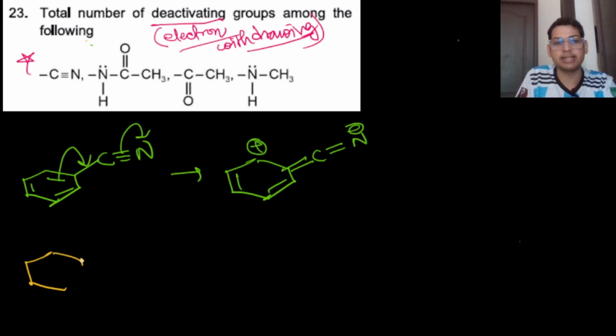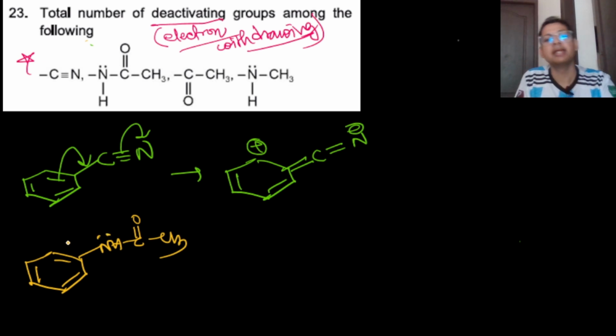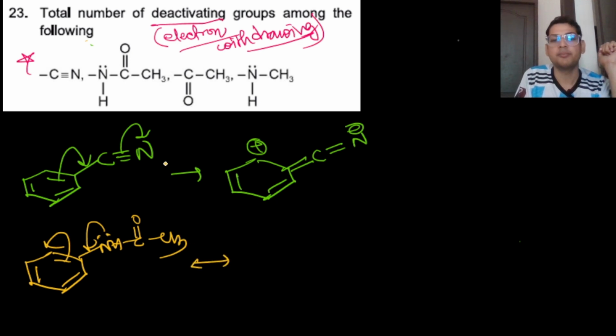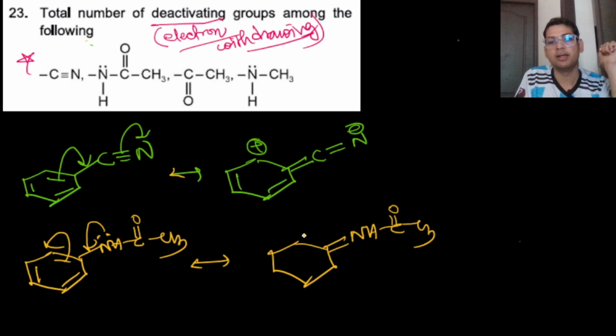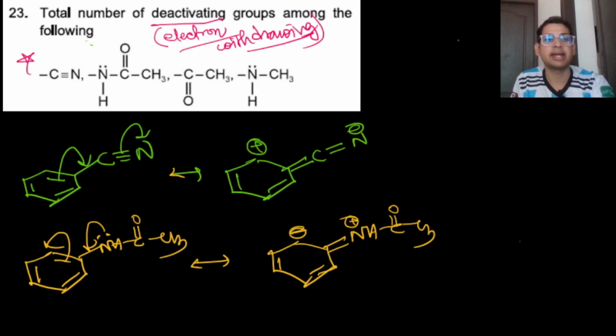Okay, then, sir, NHCOCH3, what will it do? You see the atom that is directly bonded with the benzene ring is nitrogen, which has a lone pair. So it will donate towards the benzene ring. So it will be like this. You see, the benzene ring is becoming electron rich. You see, negative charge is revolving, right? Negative charge is revolving.